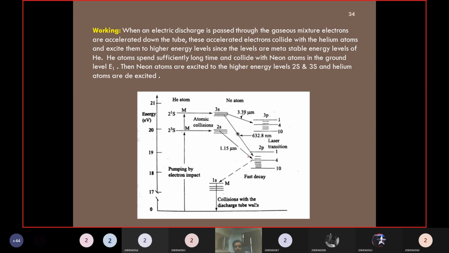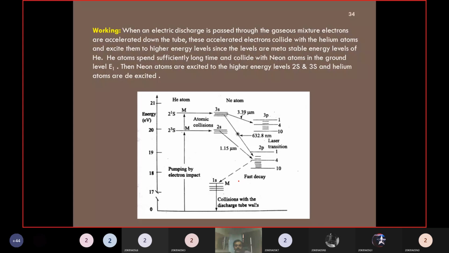Because of these two transitions, a very small intensity of laser will be emitted. So in this case, multiple wavelengths of laser will be emitted. Suppose you want only one wavelength, then we can use some techniques to reduce the remaining lasers.